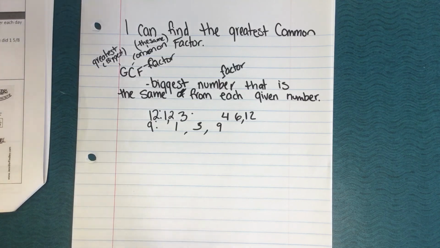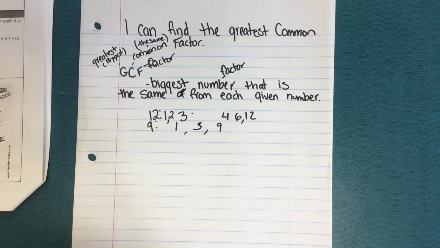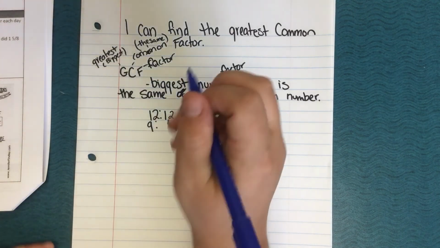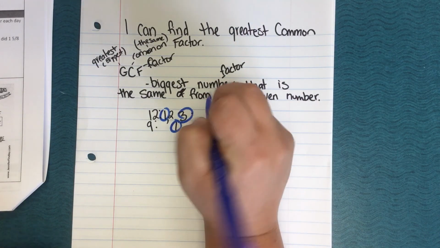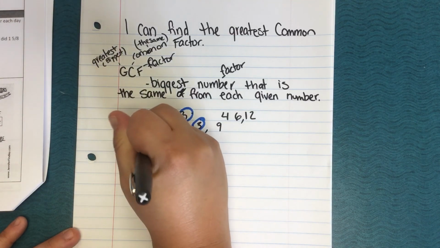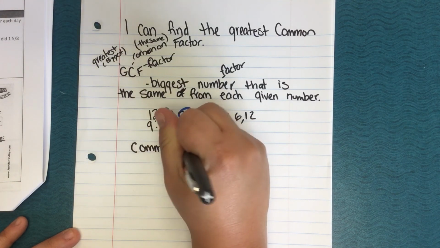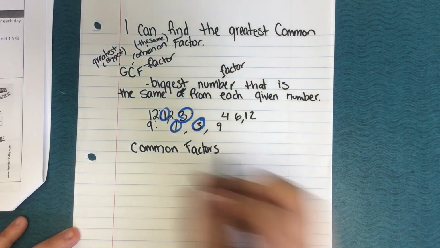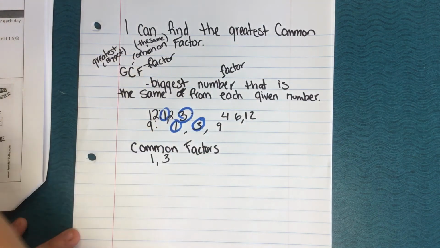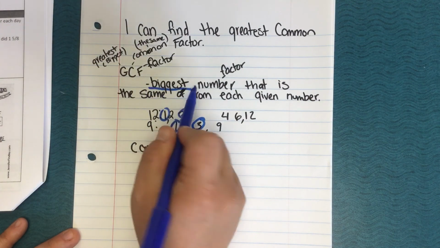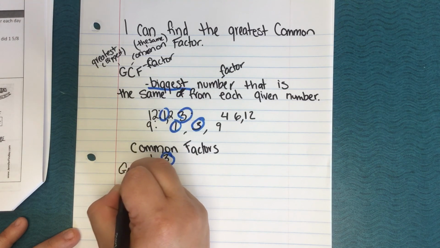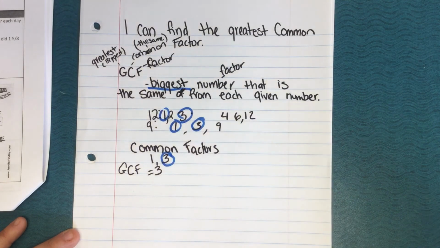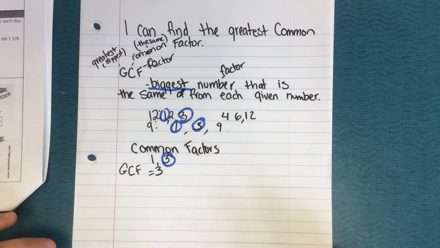Now what I need to do is see, do I have any common factors? Okay, so my common factors are numbers that are the same in each factor list. My common factors are 1 and 3, and we're looking for the biggest. So my greatest common factor, or my GCF, equals 3 for 12 and 9.